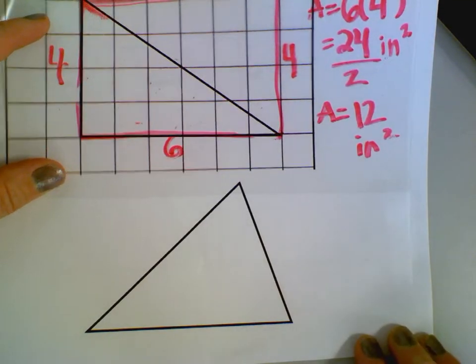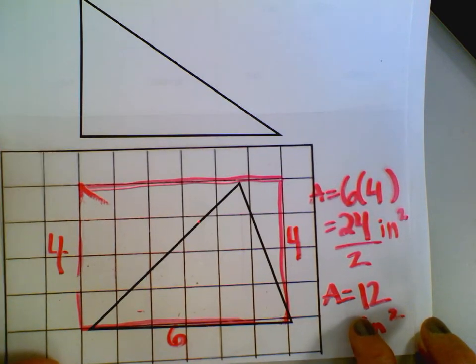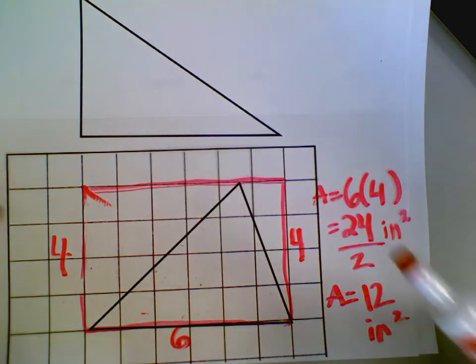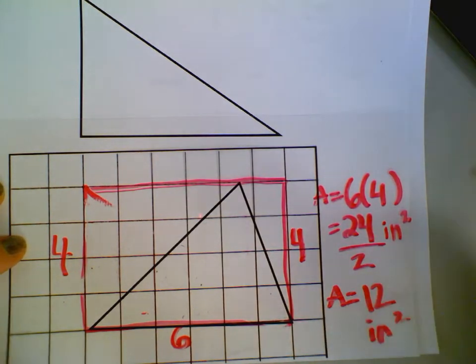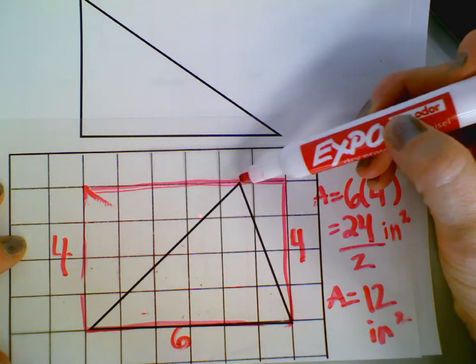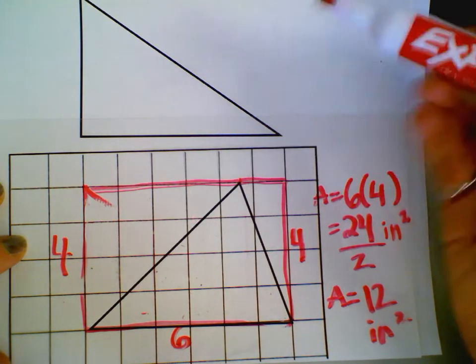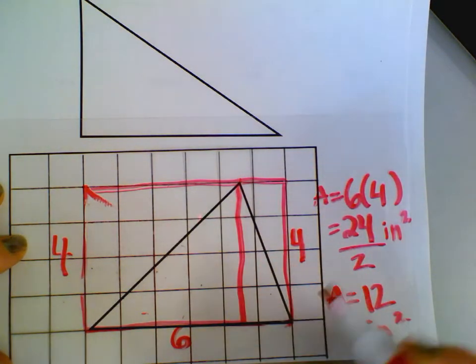Okay, and then last picture would be this triangle that we can't so easily just chop in half, but we want to recognize that it's still got the same base as the original rectangle, and because the little pointy vertex right here comes to the top, it's still got the same height. So we're still going to use this same concept.